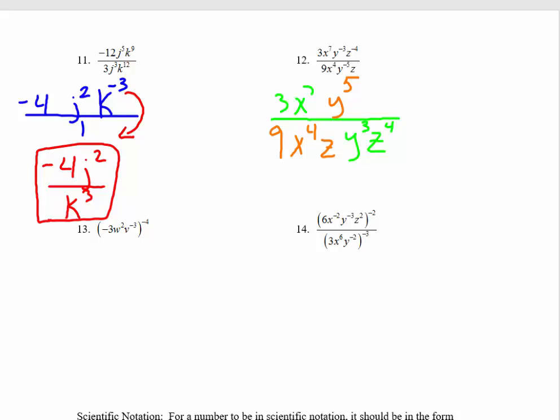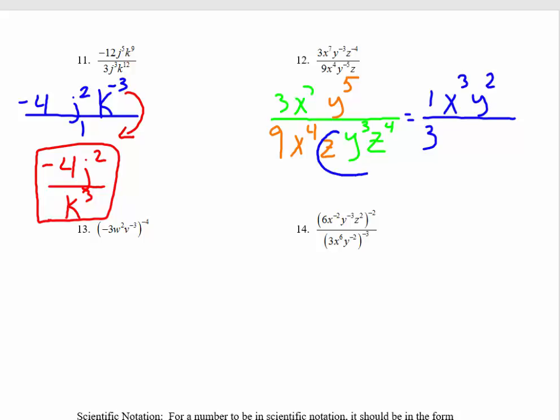Now that I've gotten rid of my negative exponents, it's easier for me to finish this problem. So when I have 3 over 9, that reduces to 1 over 3. When I'm dividing, I subtract exponents, so 7 minus 4 is 3, so x to the 3rd. When I'm dividing, I subtract exponents on the y's, and 5 minus 3 is 2.